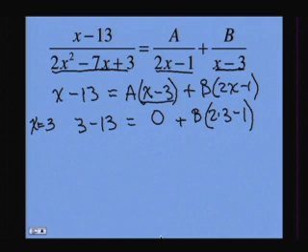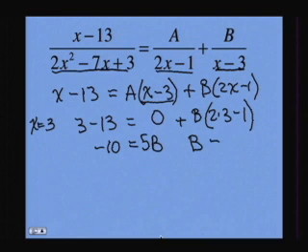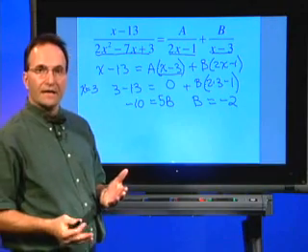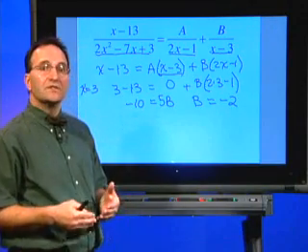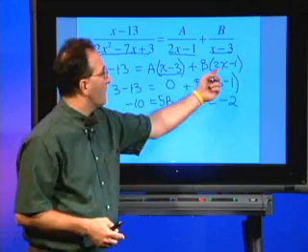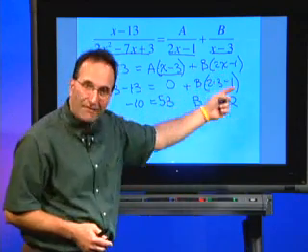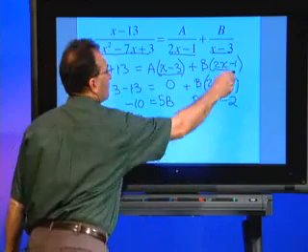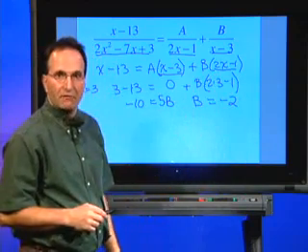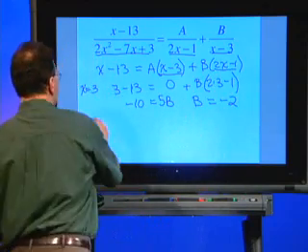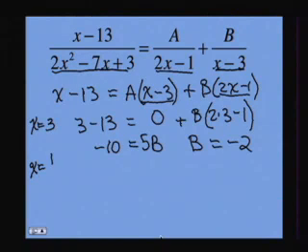In other words, on the left-hand side, we get negative 10. And on the right-hand side, we get 6 minus 1, which is 5b. And that tells us that b is equal to negative 2. Now we do the same thing to find a. That is, we set x equal to, in this case, 1/2. Because if we set x equal to 1/2, this will be equal to 0. That'll eliminate b. So x equals 1/2.